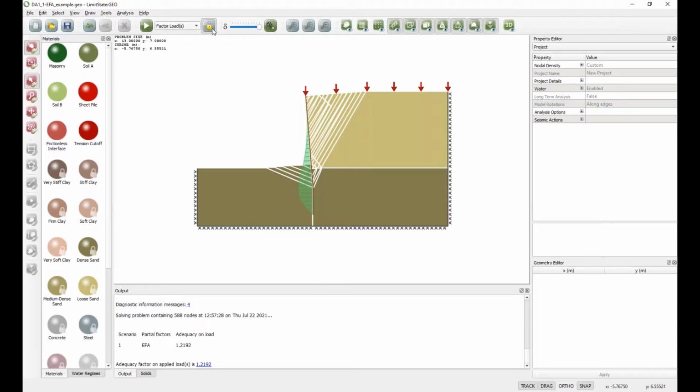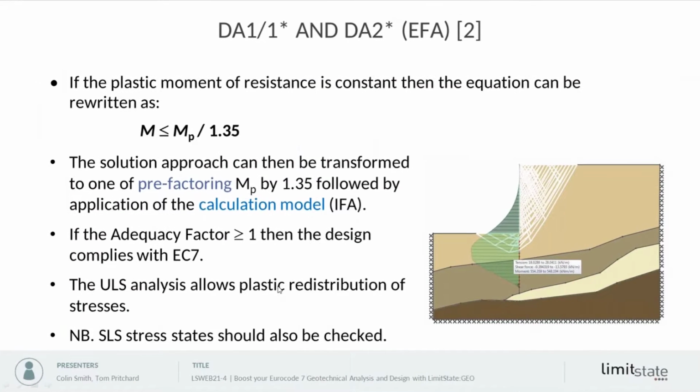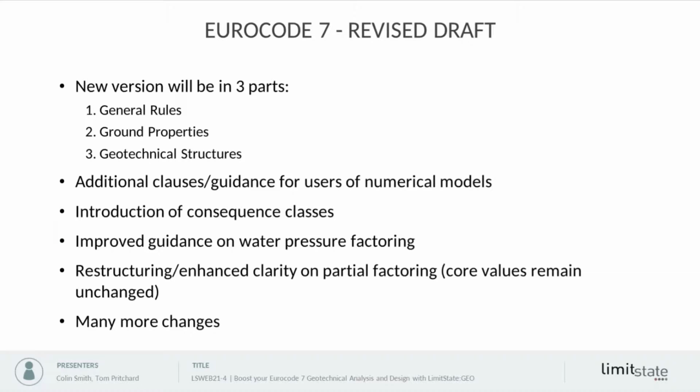Okay, we're getting near to the end of the presentation period. We're just going to wrap up with a quick look at some of the key changes in the next version of Eurocode, at least in the draft. So you may or may not have looked at this, but in the new version, rather than just being one document, there are 3 documents: general rules, ground properties, geotechnical structures.